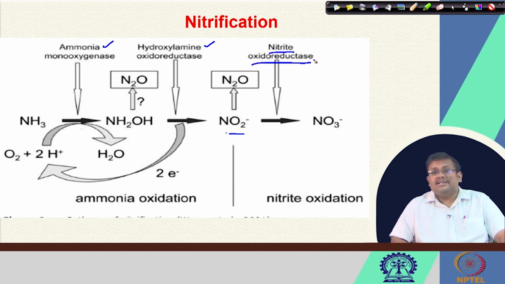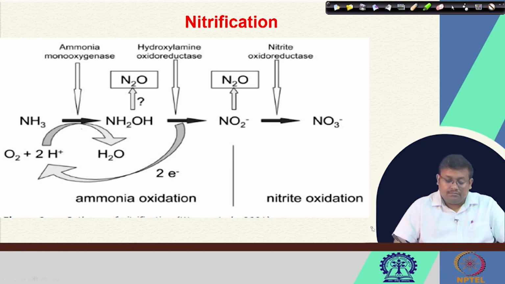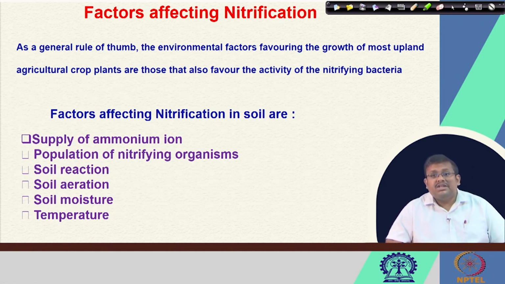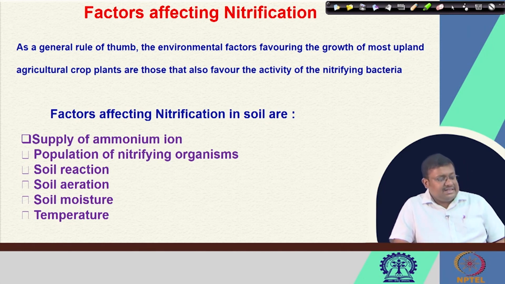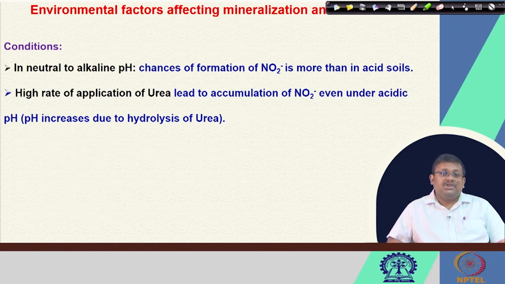So, not only is this process governed by microorganisms, but at the same time these are also dependent on these different enzymes. So, these are some of the factors which are affecting nitrification in soil. First of all is supply of ammonium ion, then population of nitrifying organisms, then soil reaction, soil aeration, and then soil moisture and temperature. These are all important for controlling the nitrification process in the soil.